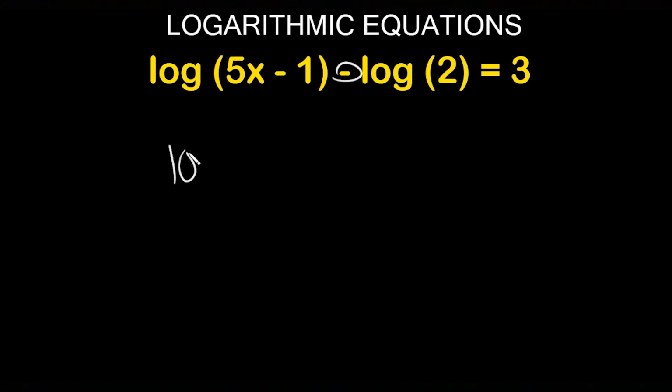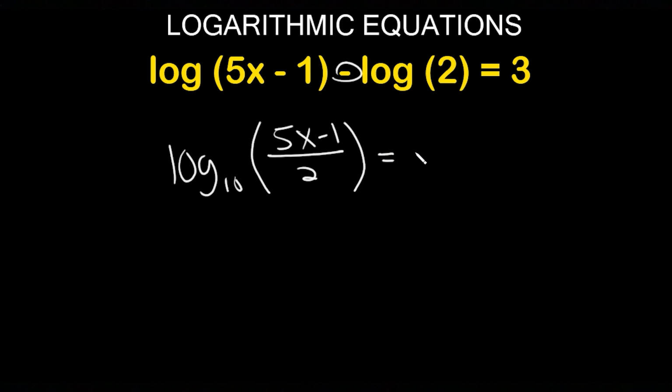I'm going to say log base 10 of 5x minus 1. And again, since I have subtraction, I'm going to divide. So divide by 2, right? Close it, equal to 3. So again, just like the last 2 problems, we're going to have to go ahead and adjust the base here. That way we can apply the inverse property.